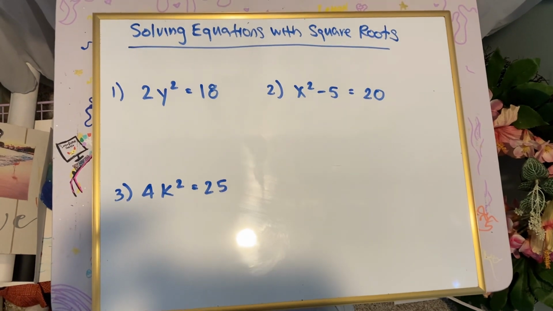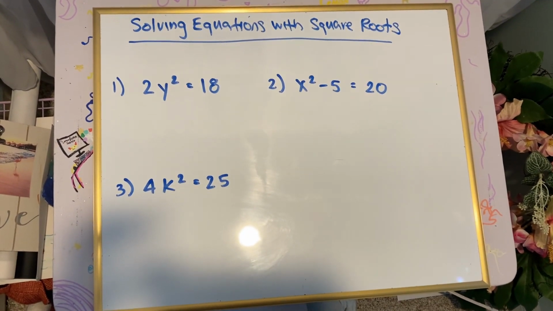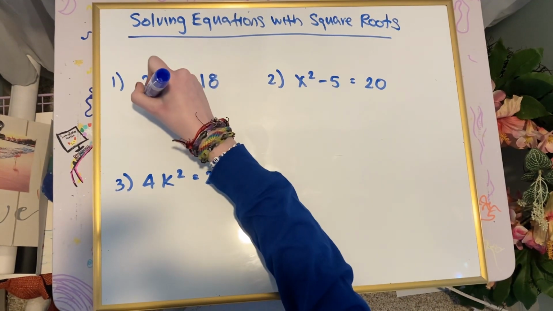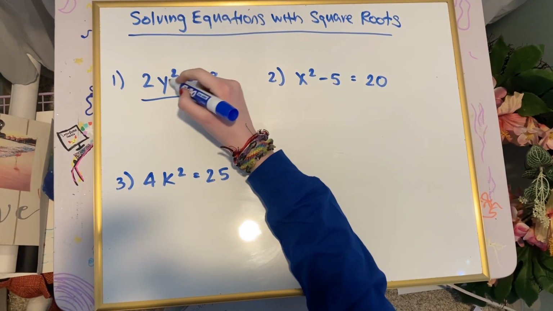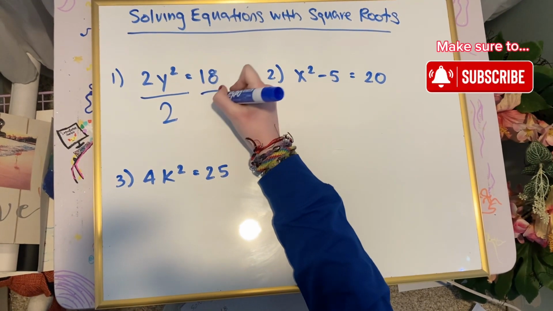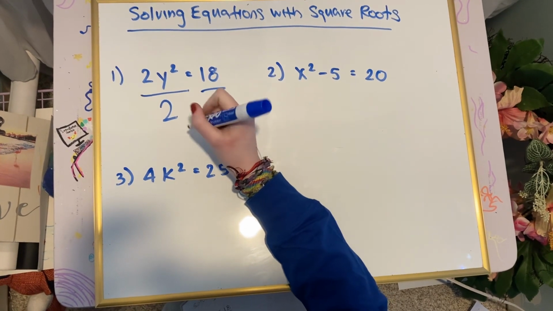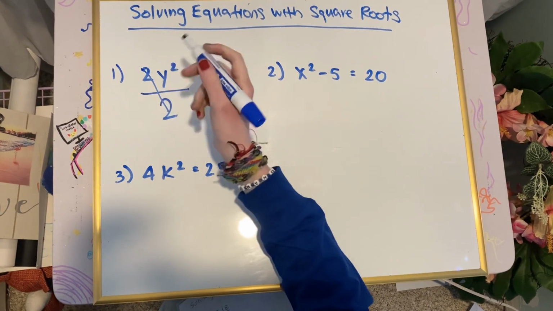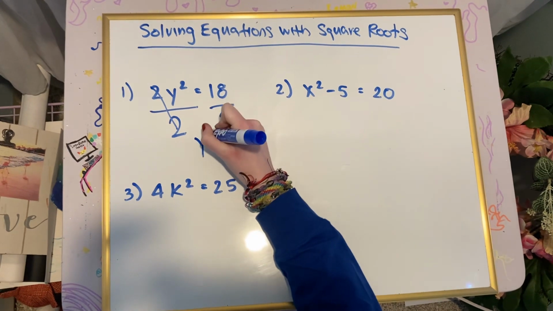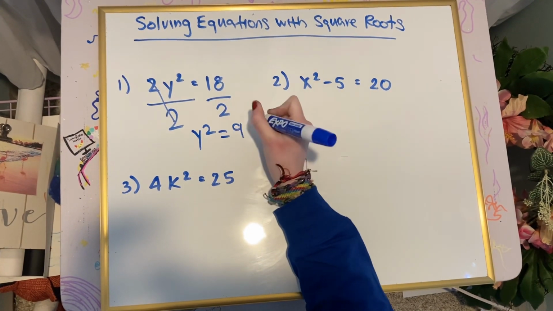Now we are going to do solving equations with square roots. First, what we're going to do is divide 2y squared by 2 and do the same thing on the other side because it's an equation. So now the new equation is y squared equals 9.